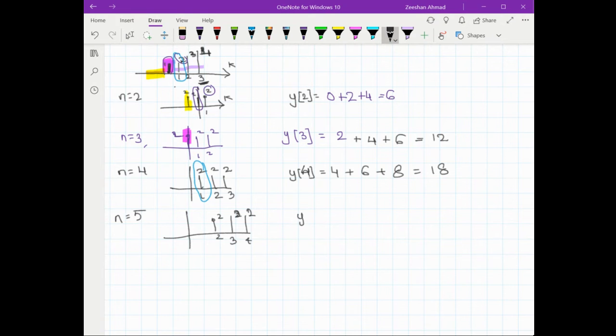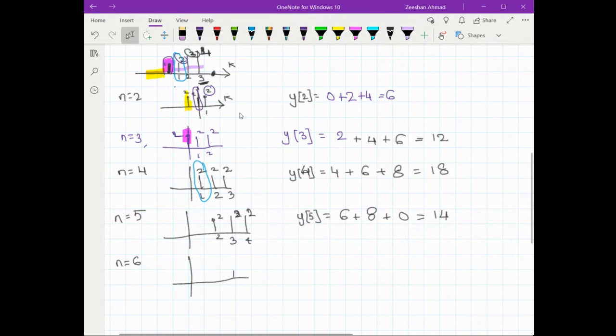Now if you multiply here, y of 5 will be equal to, basically, at 2 the sample in h is 3, so 3 multiplied by 2 will give me 6, plus at 3 the sample is 2 and the sample in the x is 4, so 4 multiplied by 2 will be 8 here, and in case of 4, obviously this is 0 here, so 0 multiplied by 2 will be equal to 0 here, so I will have 14 here.